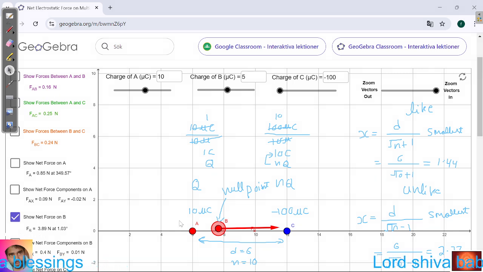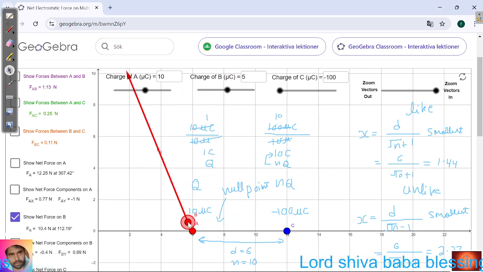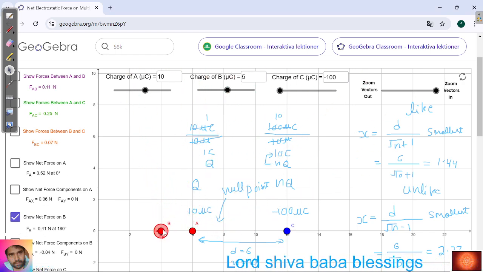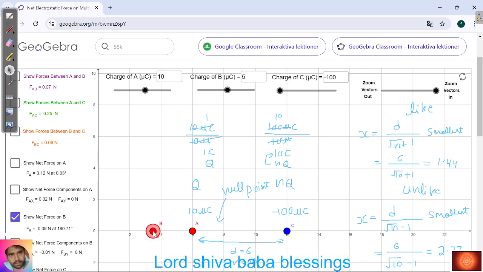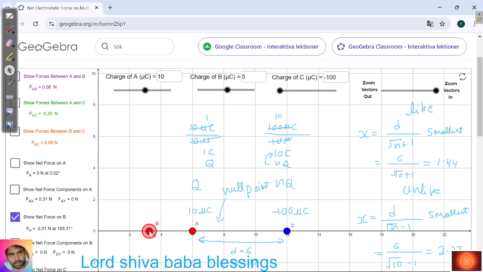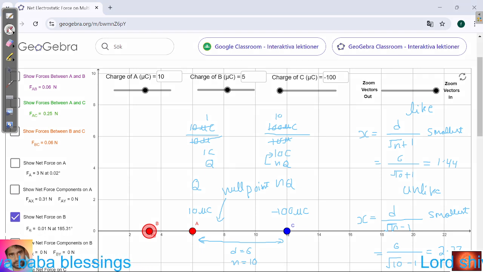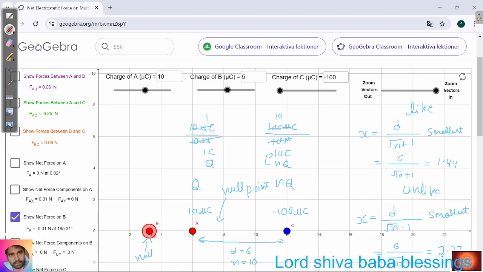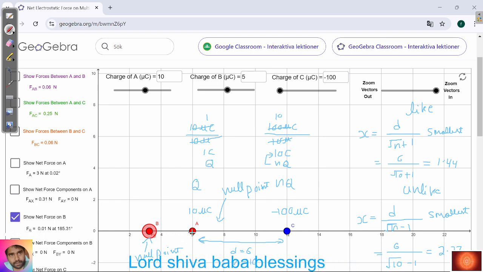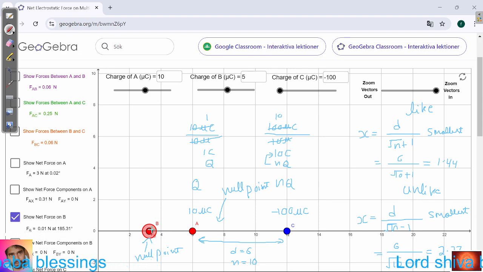So what does it indicate? From the smallest charge at a distance of 2.77, this is your null point. From here to here it is 2. This is 6. This is 4. From here to here it is 2. From here to here it is 0.7. So this is the null point for unlike charges.